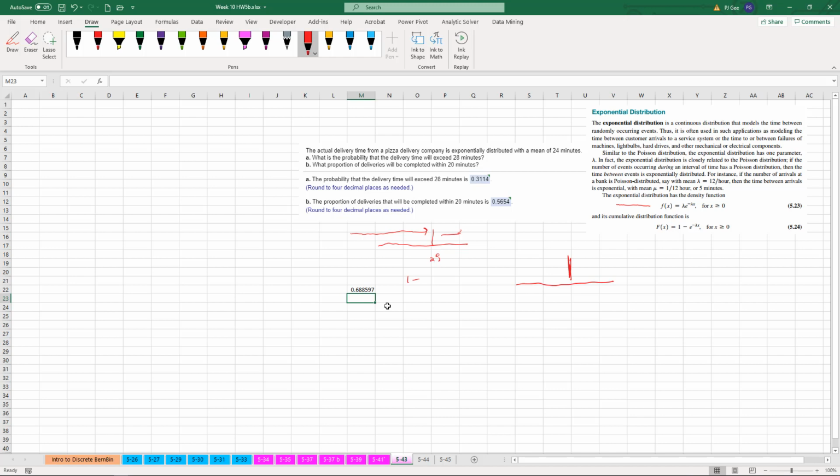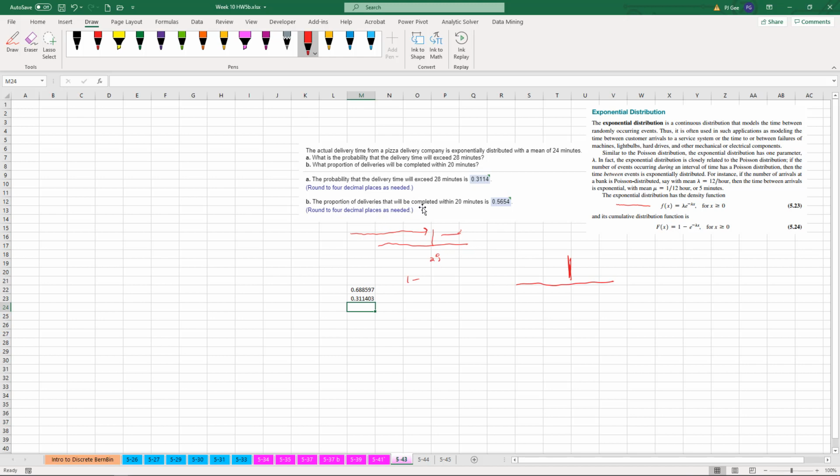Same kind of problem. But we need to take 1 minus that. So 1 minus this. And we get our, oh, if I had only an equal sign. 1 minus. There we go. So 31% and some change. 31 and change up here. Okay. 31% chance it's going to take longer than 28.